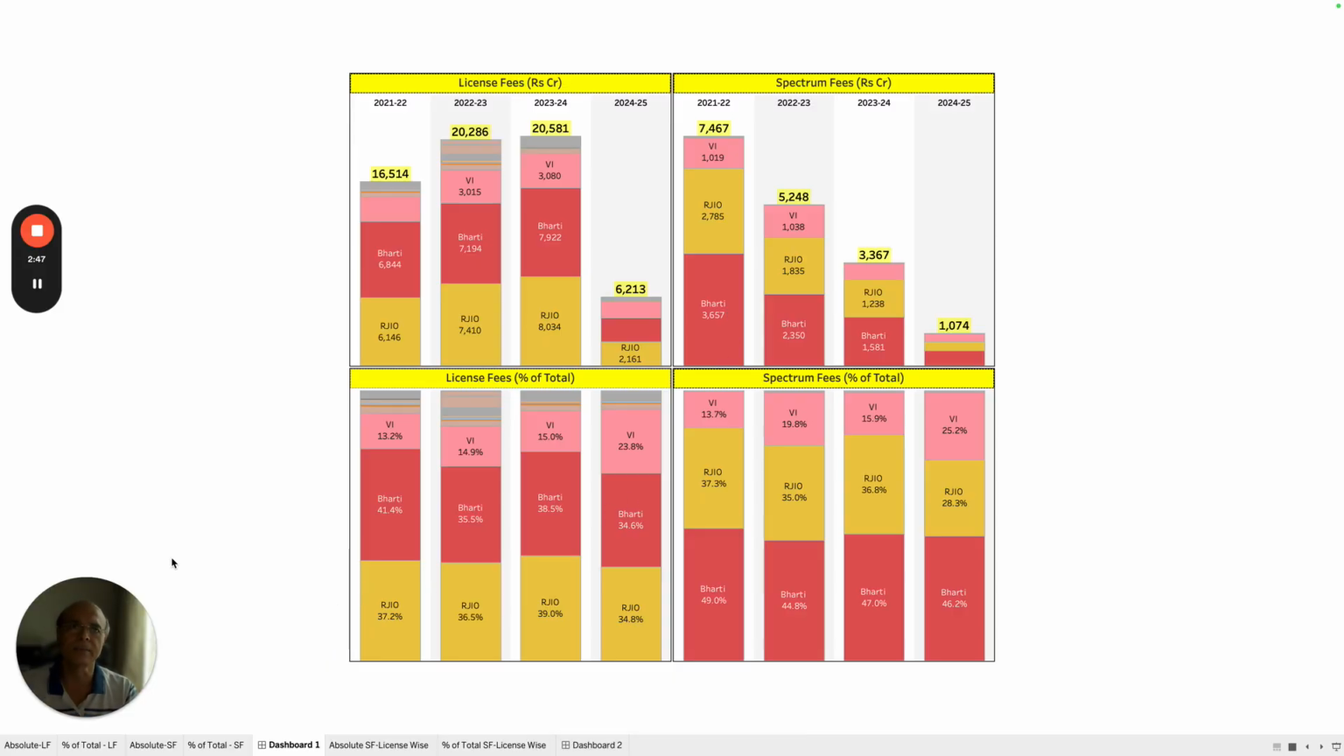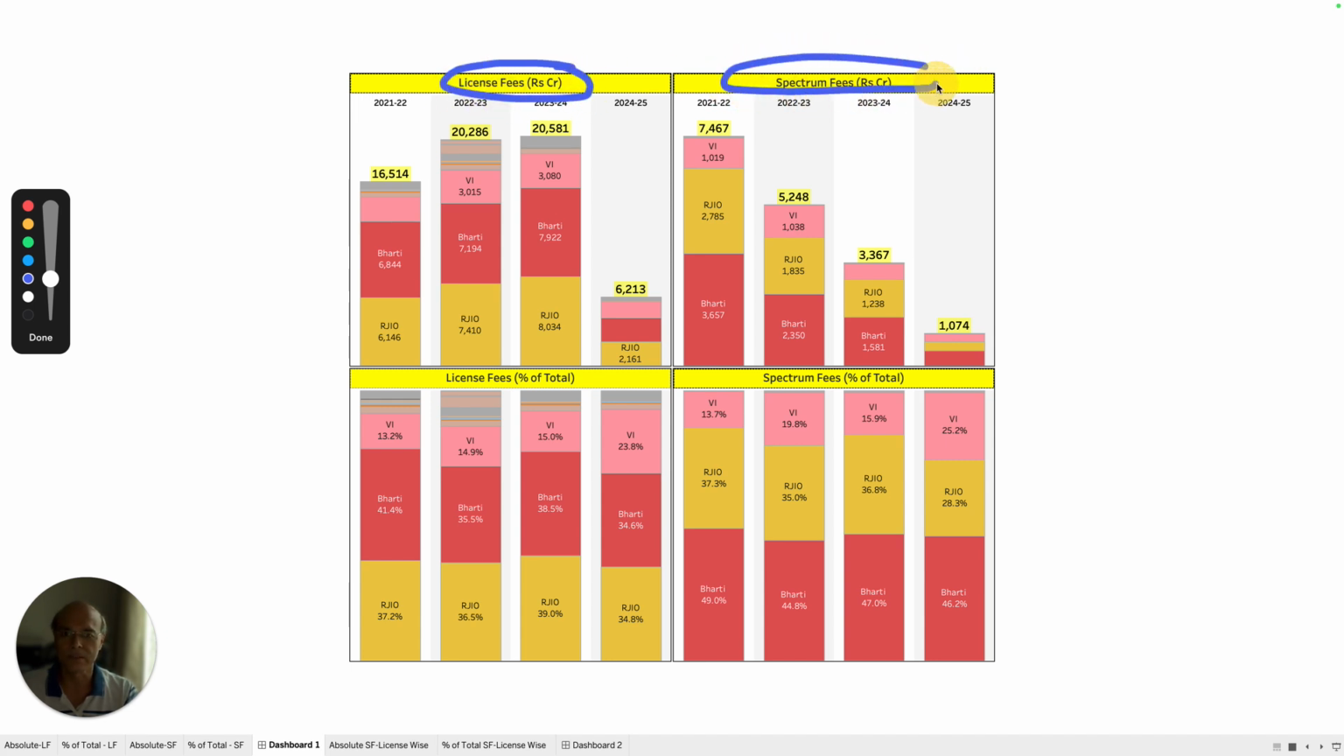The first dashboard in front of you actually has 4 different blocks. Let me just explain first. First is the license fee in rupees crores, then the spectrum fee in rupees crores, as an absolute number trend, starting from 2021-22 going to 24-25 till I think yesterday, right? This is the number which has been updated till yesterday. Similarly, the spectrum usage charge is also updated till yesterday.